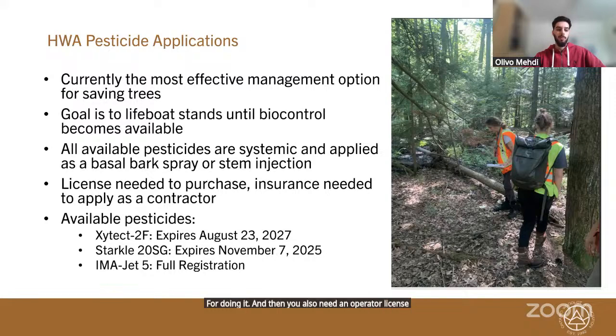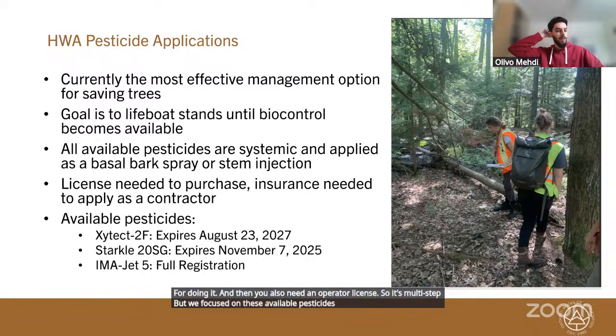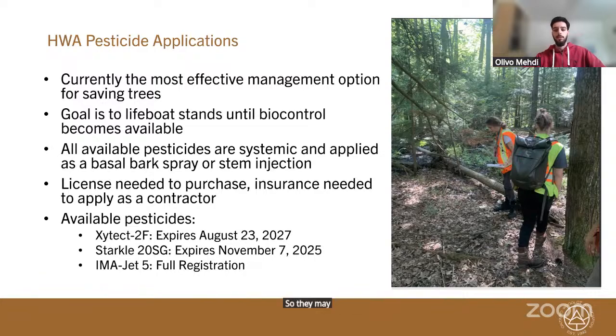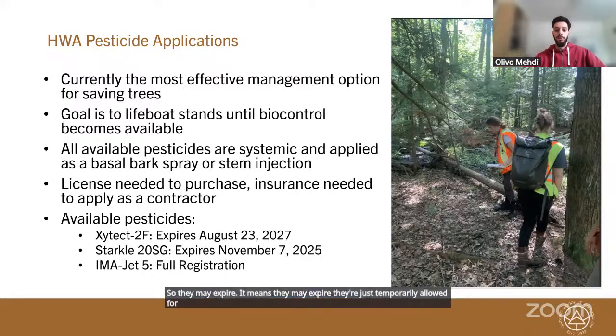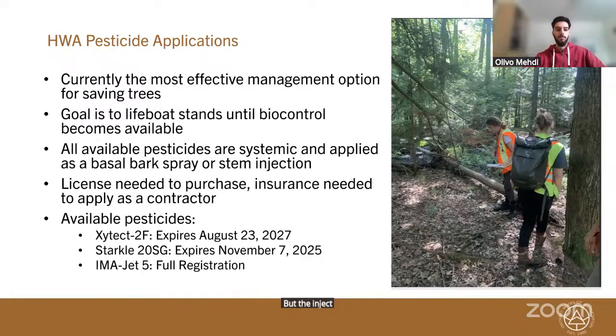So it's multi-step. But we focused on these available pesticides, Zytect 2F and Starkle 20SG, which are both basal bark sprays, and Imajet 5, which is an injection. And the two sprays are only emergency registration, so they may expire. It means they're just temporarily allowed for use in Ontario, but the injection has a full registration.